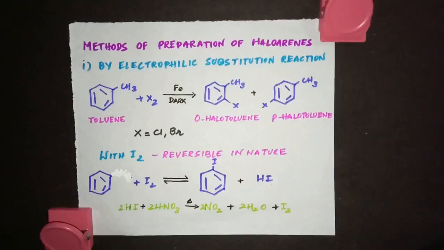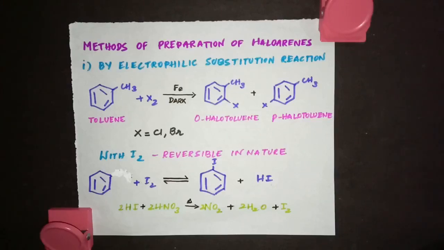This is a type of question which is asked in board exams. Why is this electrophilic substitution method not used for preparation of iodobenzene in the same way as we do for chloro and bromobenzene? So this is how you have to answer this question. So the next method of preparation of haloarenes. The first method is from toluene or benzene by electrophilic substitution reaction.